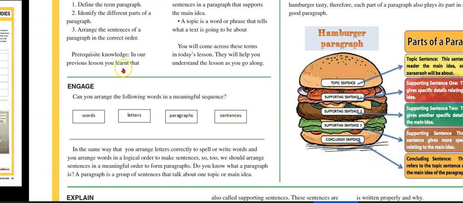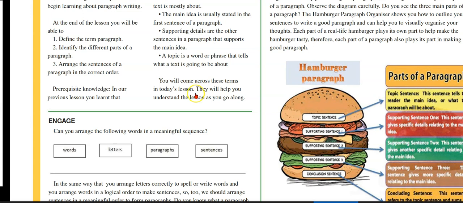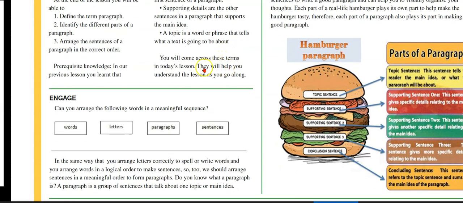Prerequisite knowledge. In our previous lessons, you learned that the main idea of a text is what the text is mostly about. The main idea is usually stated in the first sentence of the paragraph. Supporting details are the other sentences in a paragraph that support the main idea. A topic is a word or phrase that tells what the text is going to be about. You will come across these terms in today's lesson. They will help you understand the lesson as you go along.